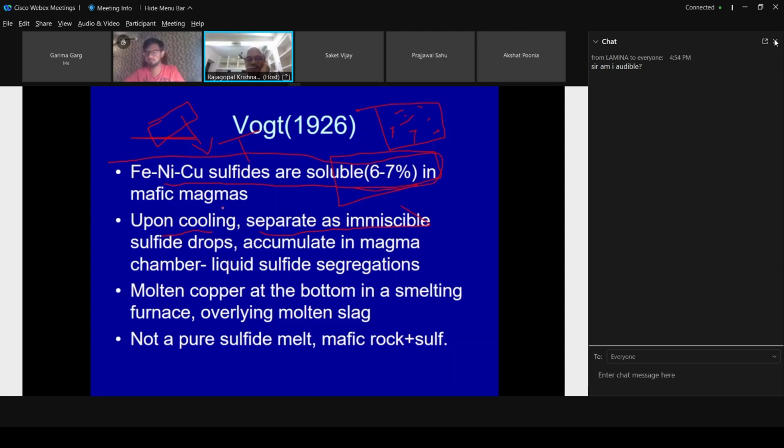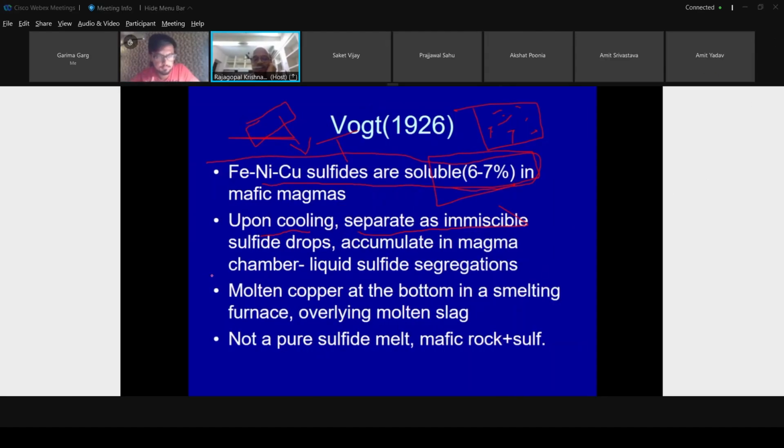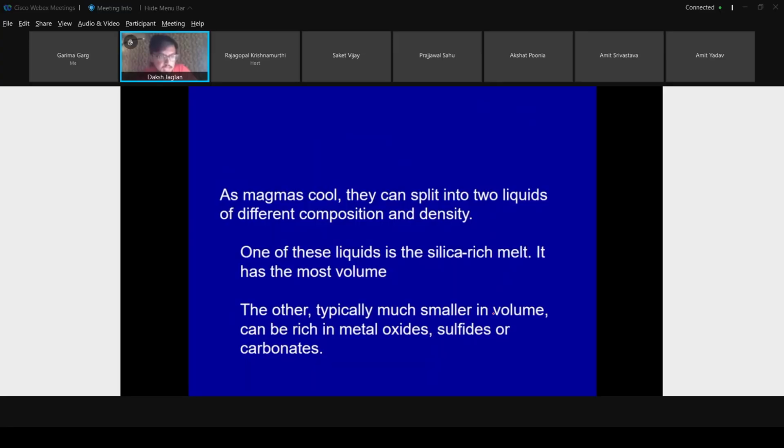The corollary was the furnace. At the bottom, they found certain copper based solutions. At the top, they found the silicate melt. Once again, it's a correlation. Can you please read this? As magmas cool, they can split into two liquids of different composition and density. So that means temperature plays a role.